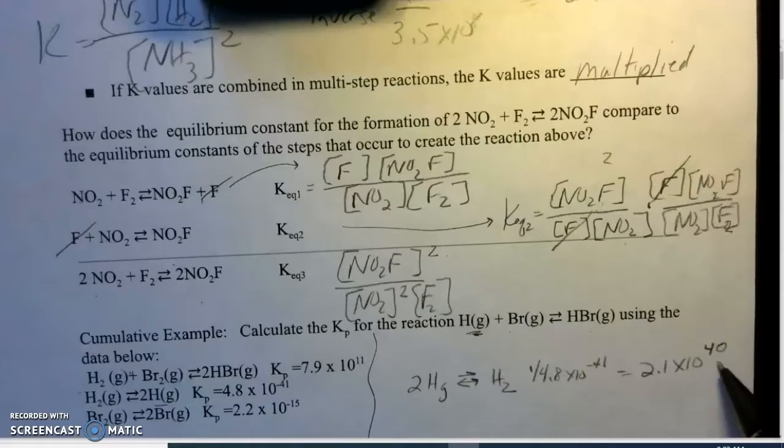Okay, you can see how high this number is. The atomic form of hydrogen is not favored at all. Okay, it wants to be in that diatomic form. And then I'm going to do the same thing with the Br. I'm going to reverse that equation.